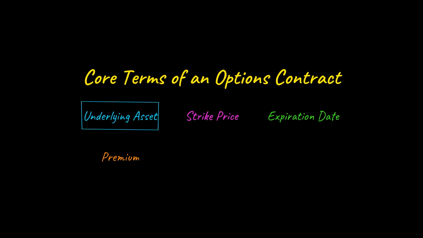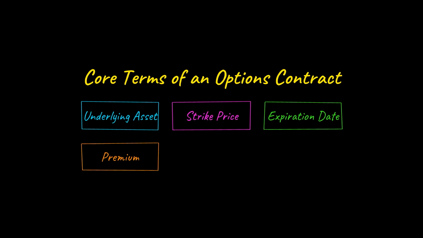Every options contract is defined by four core terms: the underlying asset on which the option is written, the strike price at which the holder can buy or sell, the expiration date marking the last day the right can be exercised, and the premium paid to the writer for granting the right. A call option gives the right to buy the underlying at the strike price, while a put gives the right to sell. Both contrast sharply with a futures contract, which creates a binding obligation to transact. The futures holder cannot walk away from an unfavorable move the way an options holder can.